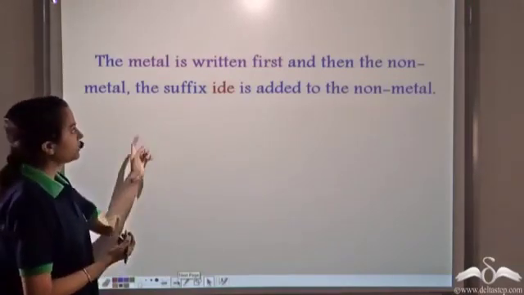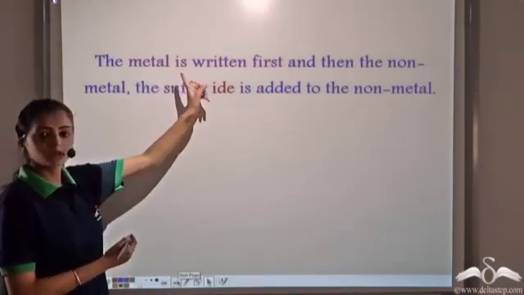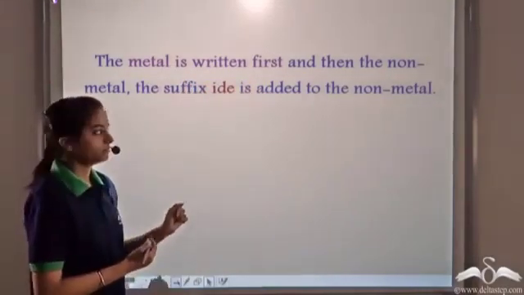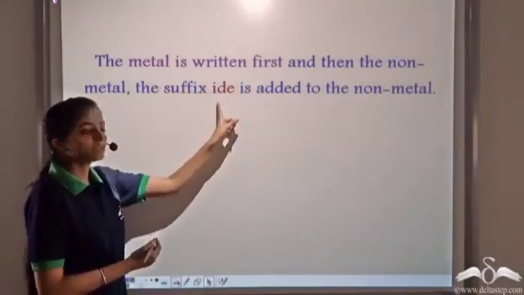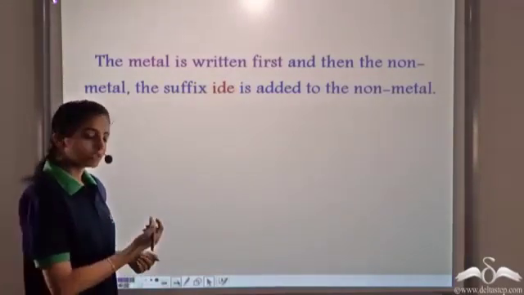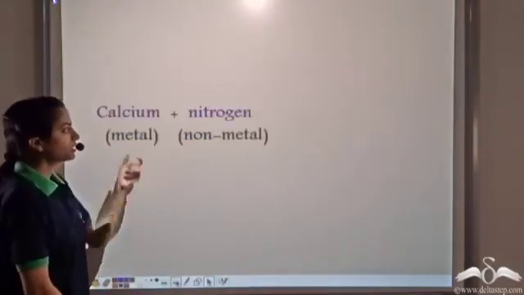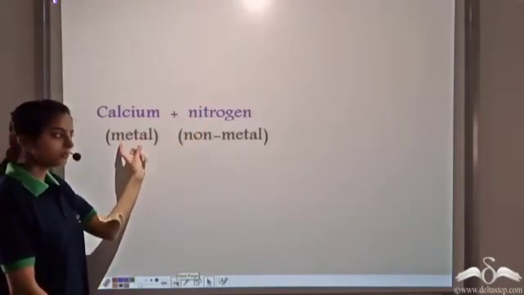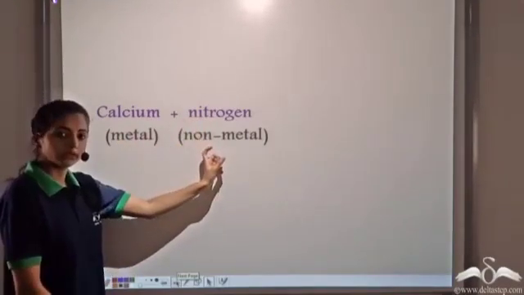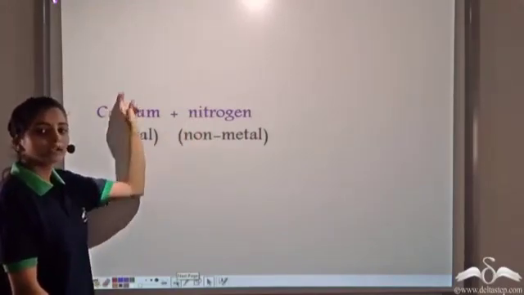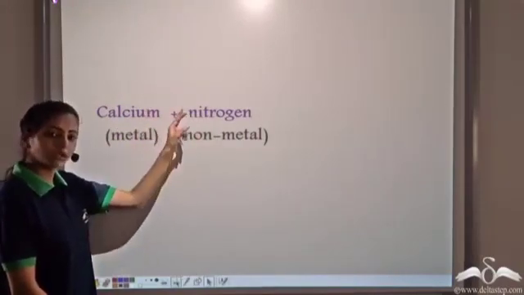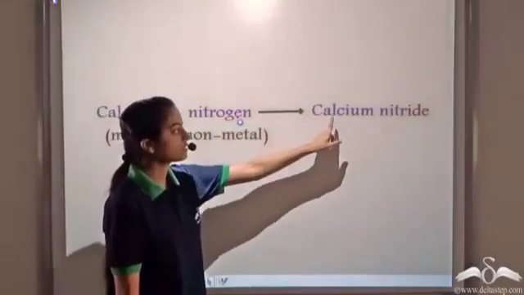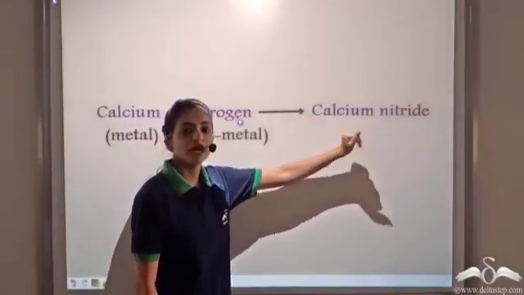We read the name as the metal written first, followed by the non-metal, and the suffix "ide" is added to the non-metal. So now we have a compound which has calcium and nitrogen. Calcium is the metal, nitrogen is the non-metal. So how do we read out this compound? We read it as calcium nitride.